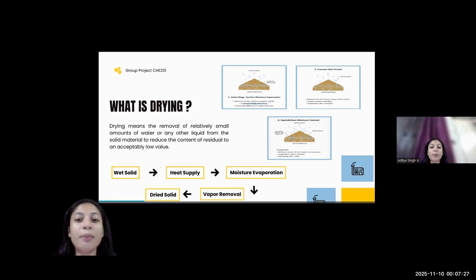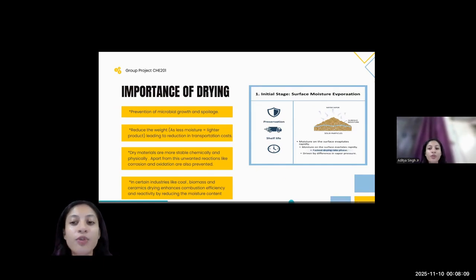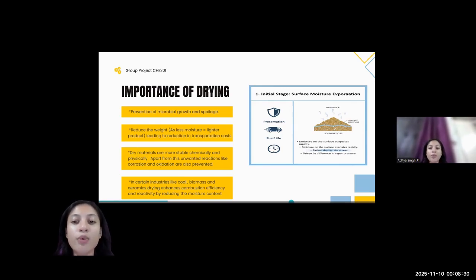The figures here show the main stages of drying: surface moisture evaporation, constant rate period, and equilibrium moisture content, which we'll discuss in more detail later. Drying is a very important step in many industrial processes. It helps in preventing microbial growth and spoilage, especially in food and pharmaceutical products. It also reduces the weight of the product, since less moisture means a lighter product, which lowers the transportation cost. Dry materials are chemically and physically stable, and drying also prevents unwanted reactions like corrosion and oxidation. In industries like coal, biomass, and ceramics, drying improves combustion efficiency and reactivity by reducing moisture content.